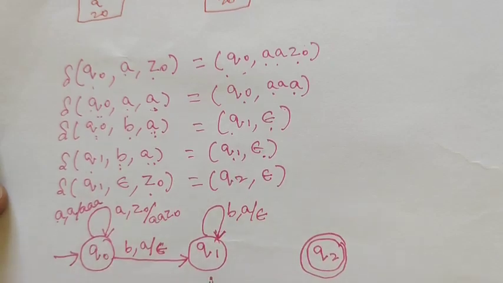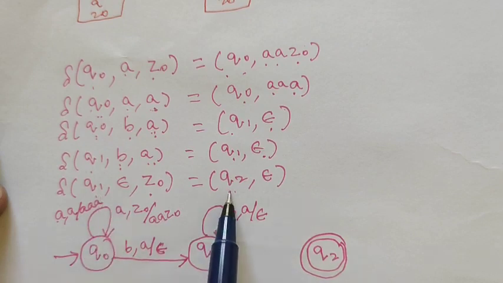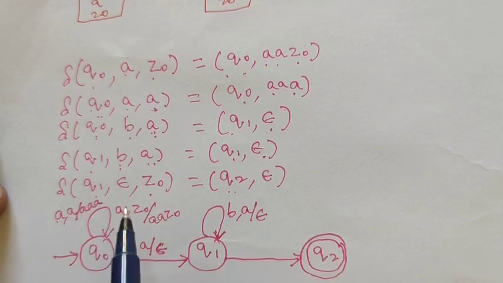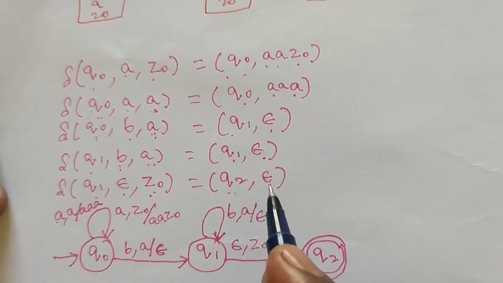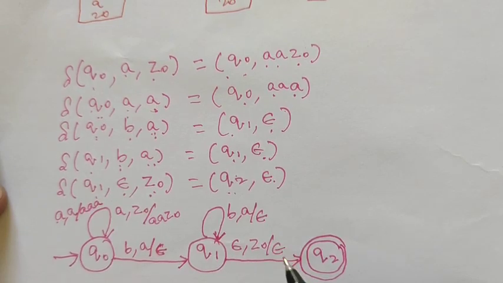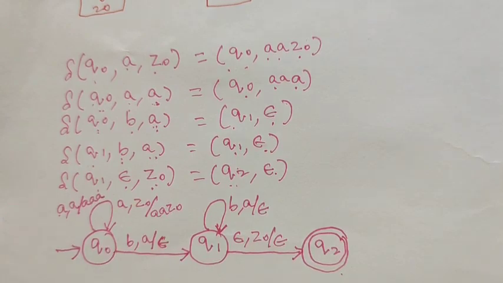And the last transition function is Q1 to Q2, so make a line from Q1 to Q2. Here the input is epsilon, topmost symbol is Z naught, and this Z naught is replaced by epsilon. That means I empty the stack. That's all, I go to the final state. So this is the diagram of the pushdown automata to accept the language a to the power of n, b to the power of 2n.